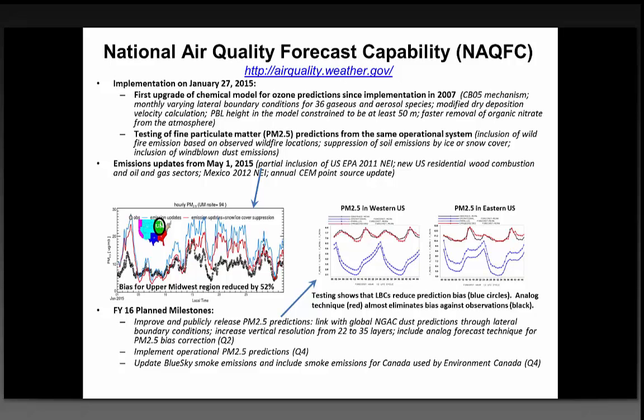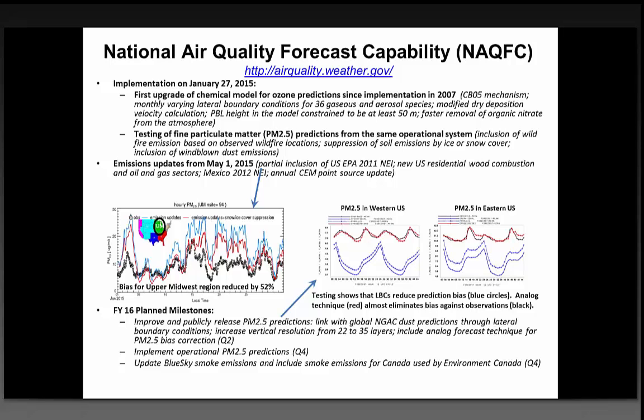So I'm going to start with the air quality program. Implementation was in January. It was the first one in a while. They brought in the CBO5 mechanism, amongst other things, and did some work on the PM, particulate matter, small stuff.